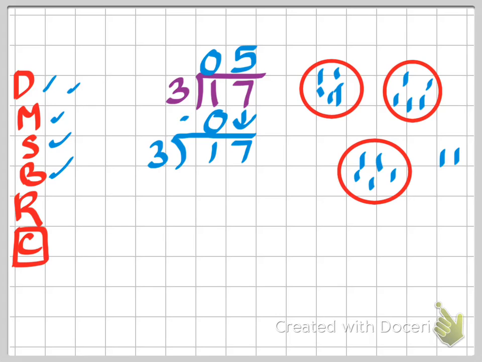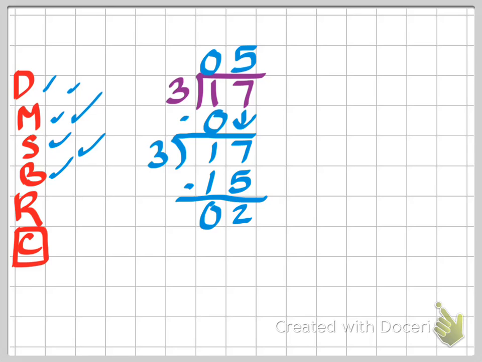So check, you divided. Then you should have multiplied. So 5 times 3 is 15. Check. Then you subtracted. 7 take away 5 is 2. 1 take away 1 is 0. Check. And that's where you should have worked up to.